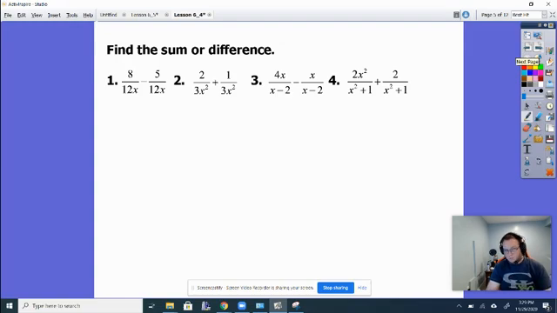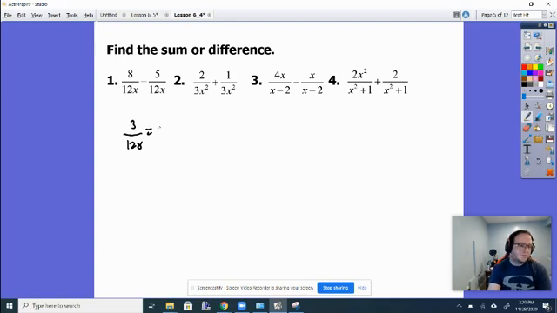These are all already where the denominators are the same, which is nice. Just as a quick reminder, this is what we do. The denominators stay the same. We're not going to touch those. And the numerators get whatever's happening, addition or subtraction. In this case, subtraction. So we're going to have 3.